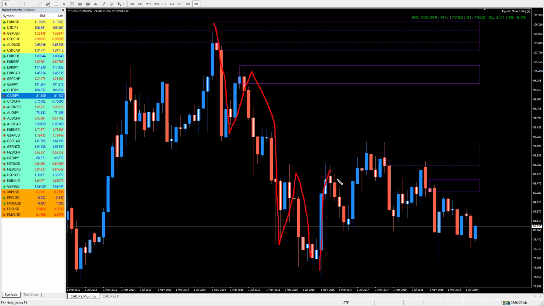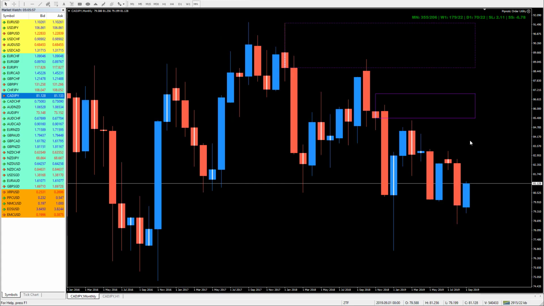And here we have A, B, C, 1, 2, 3. So we're looking for another kind of 4, and if we're looking for another push lower below here, we haven't got that, so maybe we'll get it here. We've got this little area there. So you can see, let's remove all these lines. For the time being, the price is kind of stuck.